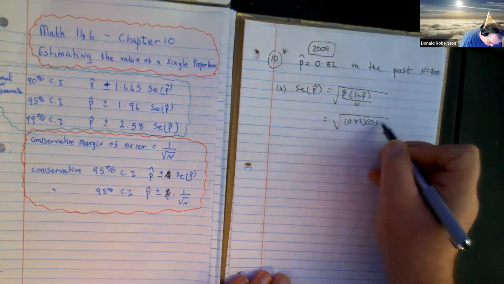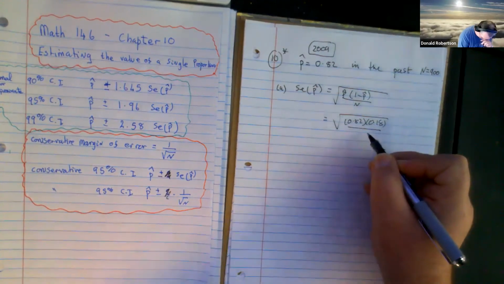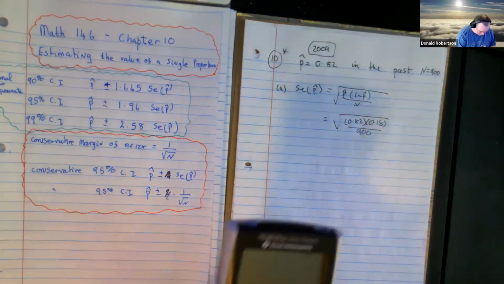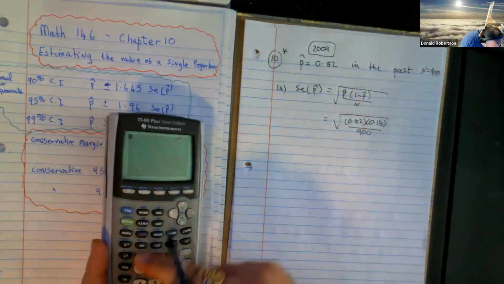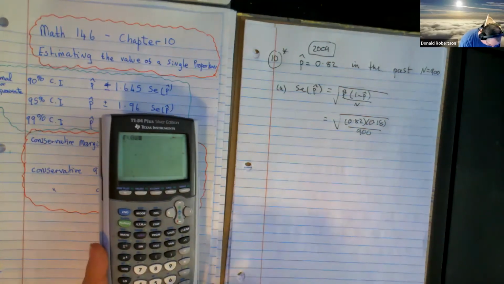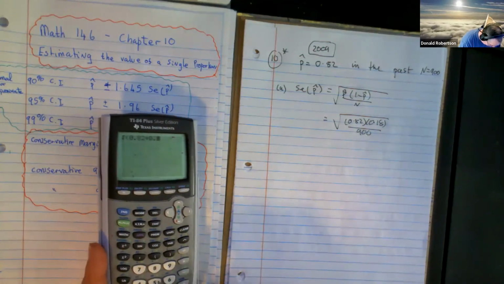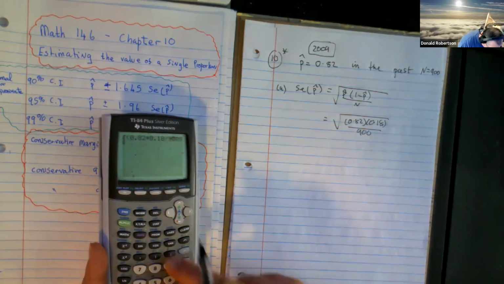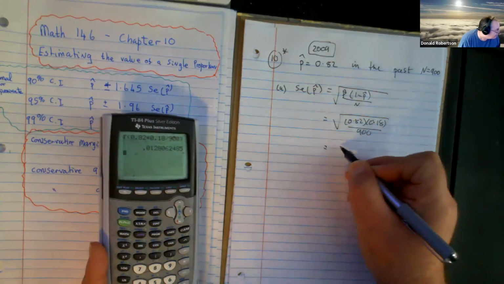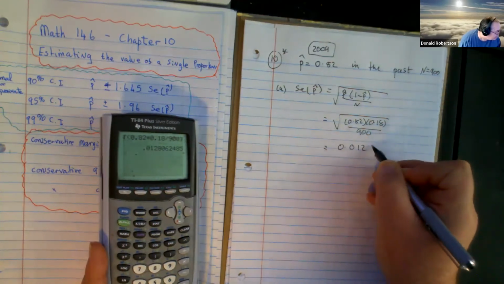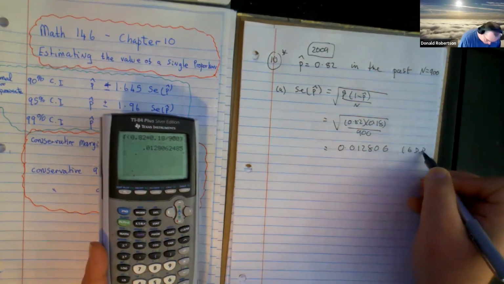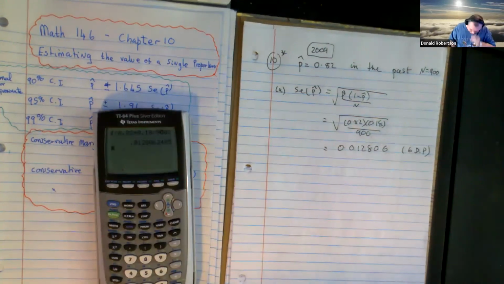82, 18, all over 900. Square root of 82 times 18 divided by 900. And I get the answer 0.012806, because they wanted the answer to, I would say it's overkill, but they wanted it to 6 decimal places, so there it is.